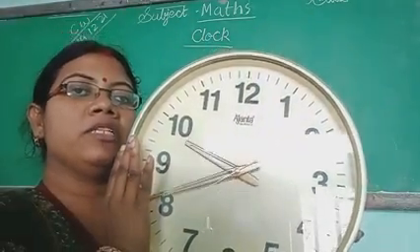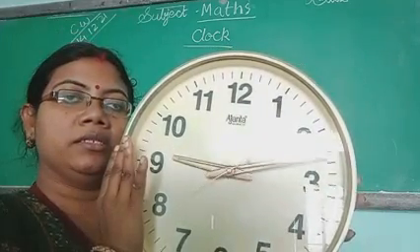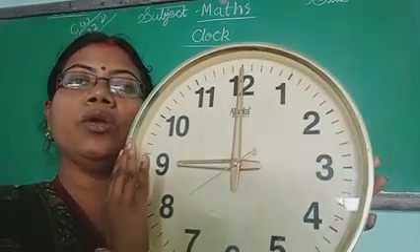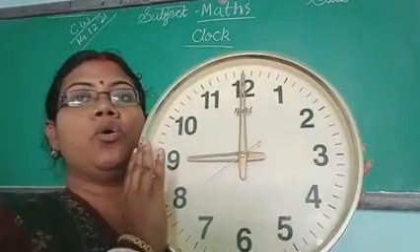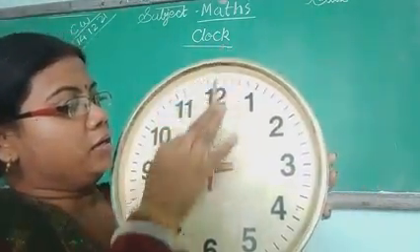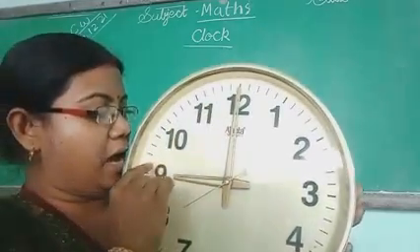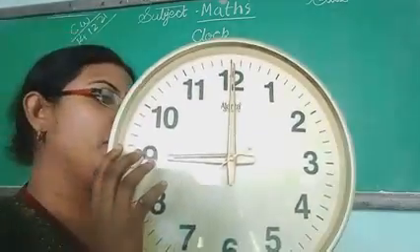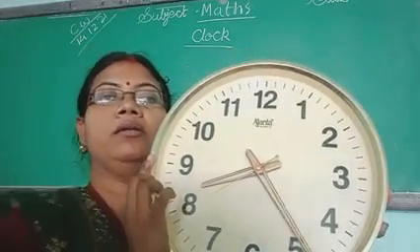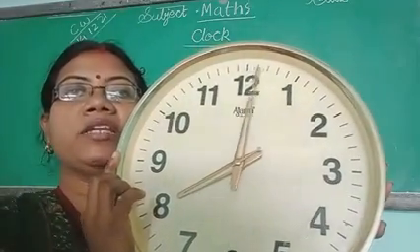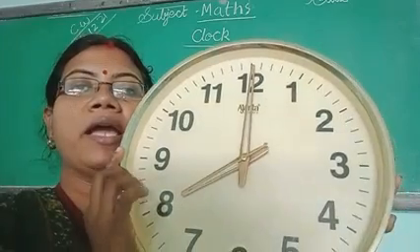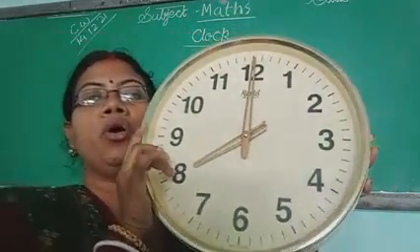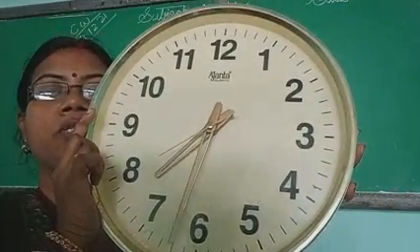Okay. After that, this is 9 o'clock. See, the minute hand is at 12 and the hour hand is at 9. It is 9 o'clock. Now, see, where is the minute hand? The minute hand is at 12 and the hour hand is at 8. The time shows us it's 8 o'clock.